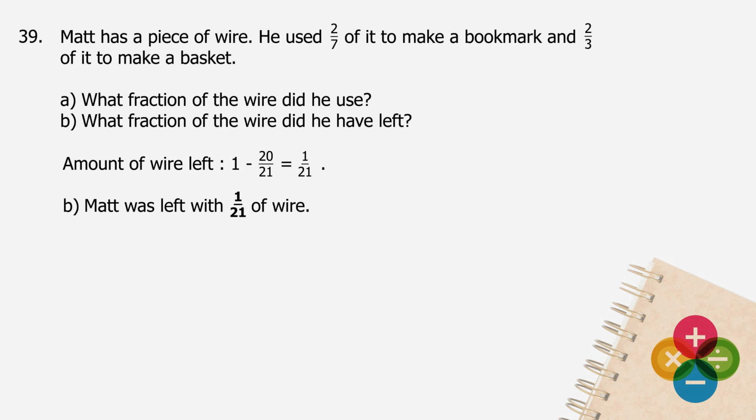The amount of wire left with B. Subtract 1 from 20/21, and the difference is 1/21. B. Matt was left with 1/21 of wire.